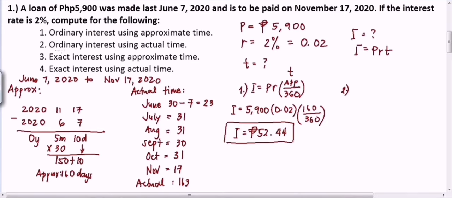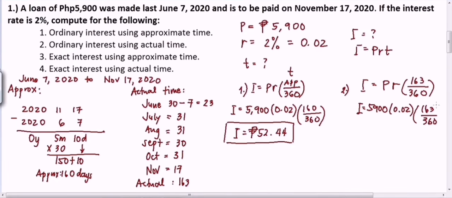Let us have the second one. So, ordinary interest pa rin. Ibig sabihin, ang denominator ko pa rin ay 360. Okay? Pero using actual time. So, maiiba yung ating ilalagay sa numerator. So, PRT pa rin, pero ang time. So, sa number 2, ordinary interest, therefore, over 360. But we will use the actual time. So, ito yung ilalagay natin. Si 163. Okay? So, I is equal to 5,900 times 0.02 times 163 over 360.